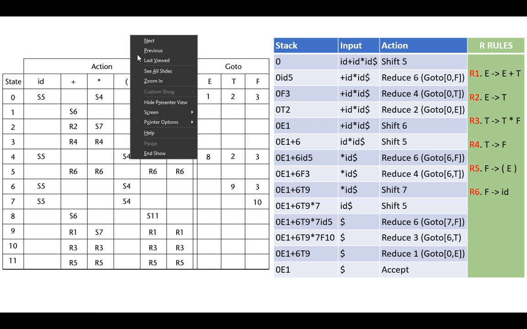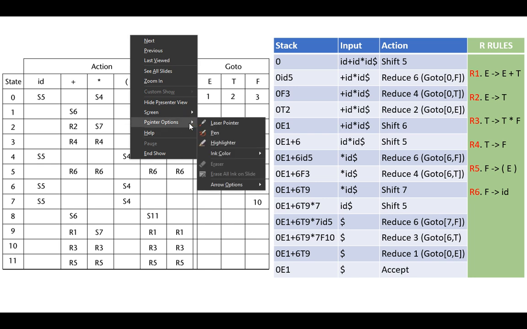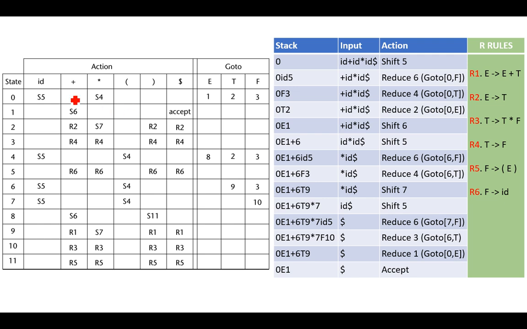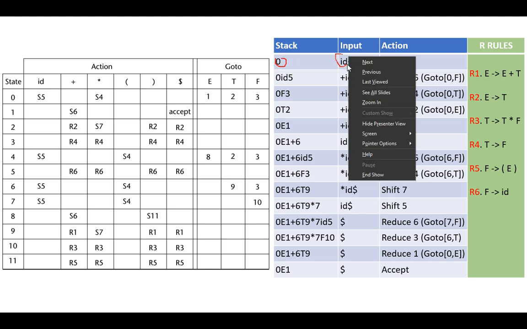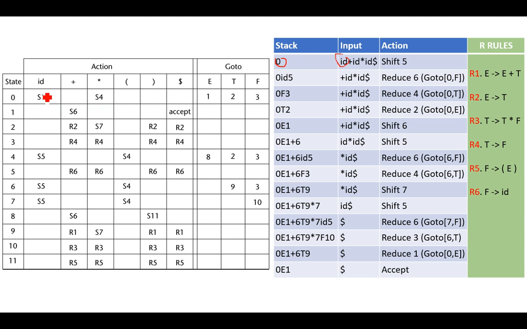I'm wondering, probably you can't see my mouse. Let me activate some pointer. All right. So for the start, state 0 and ID, we have this, and that is shift 5. So we consume ID by bringing ID here, and then we shift 5 to the top of the stack. Nice. So now that we have 5 at the top of the stack, we can proceed.